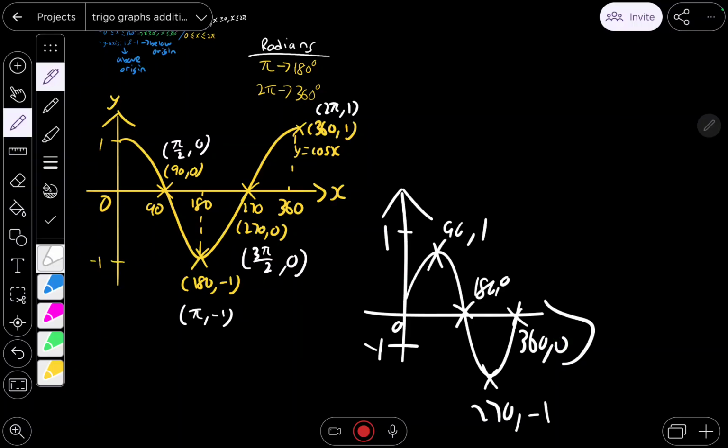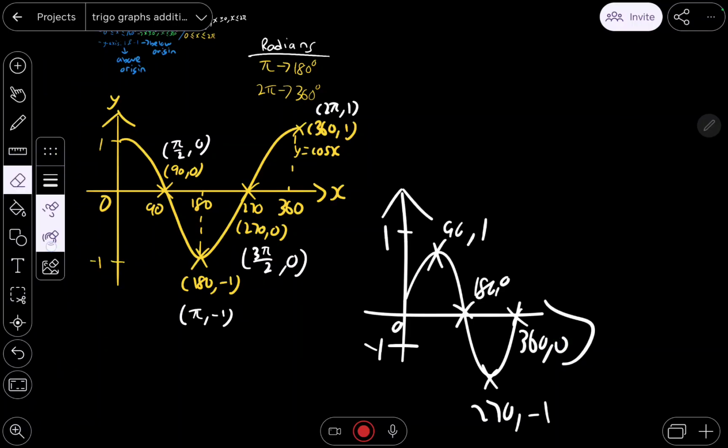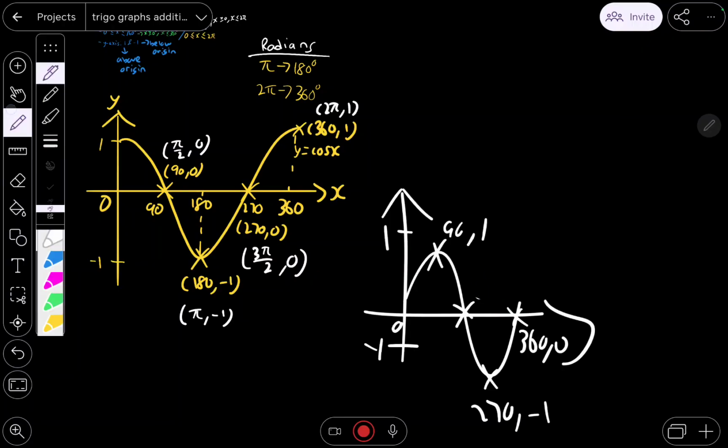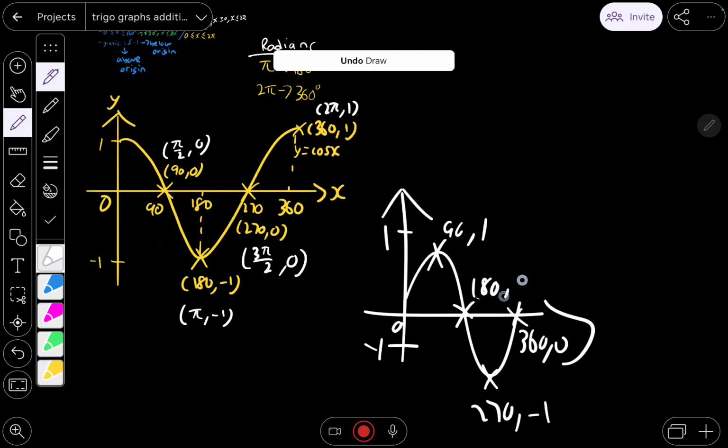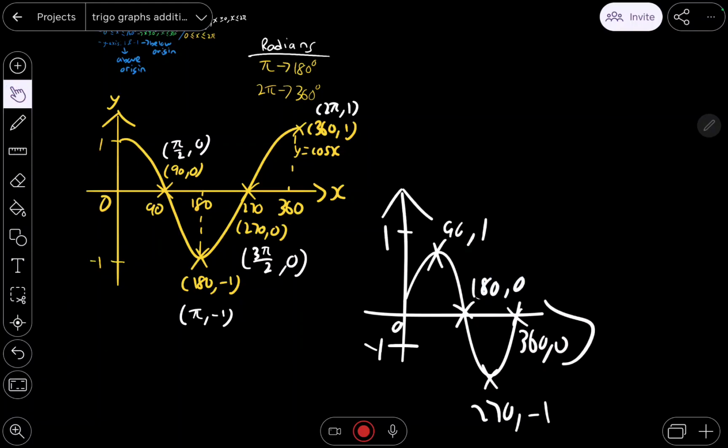If you can see, this is what I mean, 180, 0. Okay, so do you notice that now in your cosine x graph, 180 has a y-axis value of -1, and 360 also has a y-axis value of 1. But in the sin x graph, you see that 180, 0 and 360, 0.